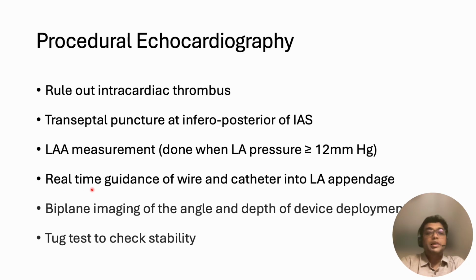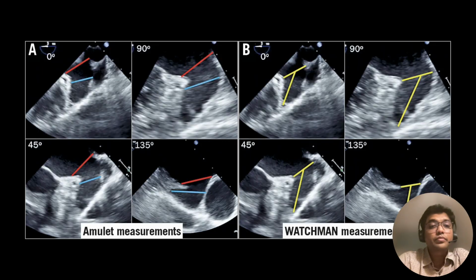And real-time guidance of the wire and catheter into the LA appendage is also very important, with biplane imaging of the angle and the depth of the device deployment, and finally the torque test to check the stability. So these are the measurements that you'll have to take in four angles: number one at 0 degree, then 45 degree, then 90 degree, and 135 degree.